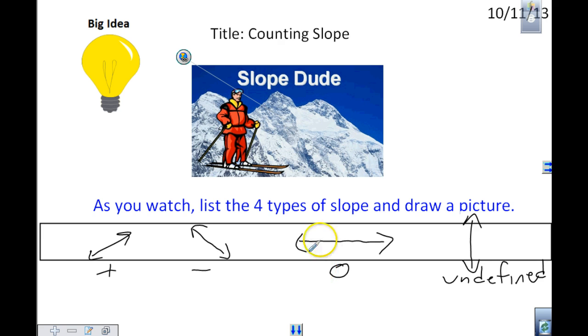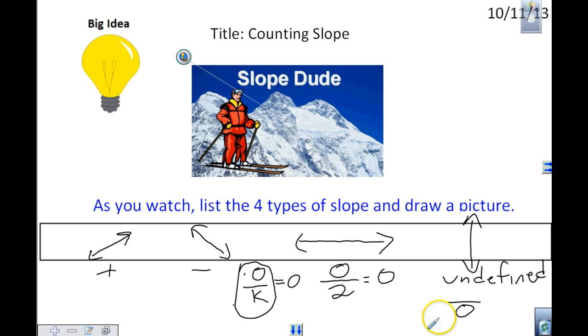Just to go into these two, remember when 0 is on top, that's okay. So think of this, 0 on top is okay. That means it equals 0. When 0 is on the bottom, that's how you get undefined. When there's no run, only rise. Okay. 0 is on the bottom, that's no good. No. 0 on the bottom, undefined.